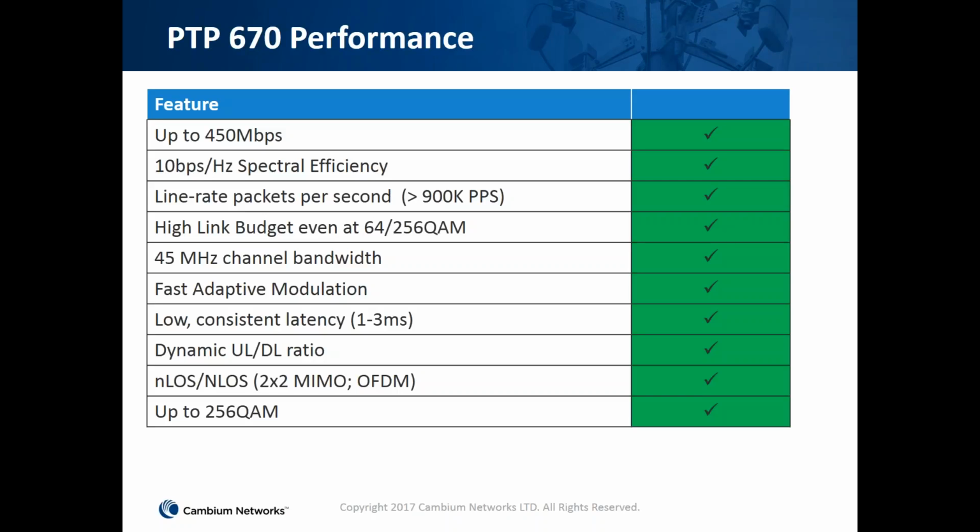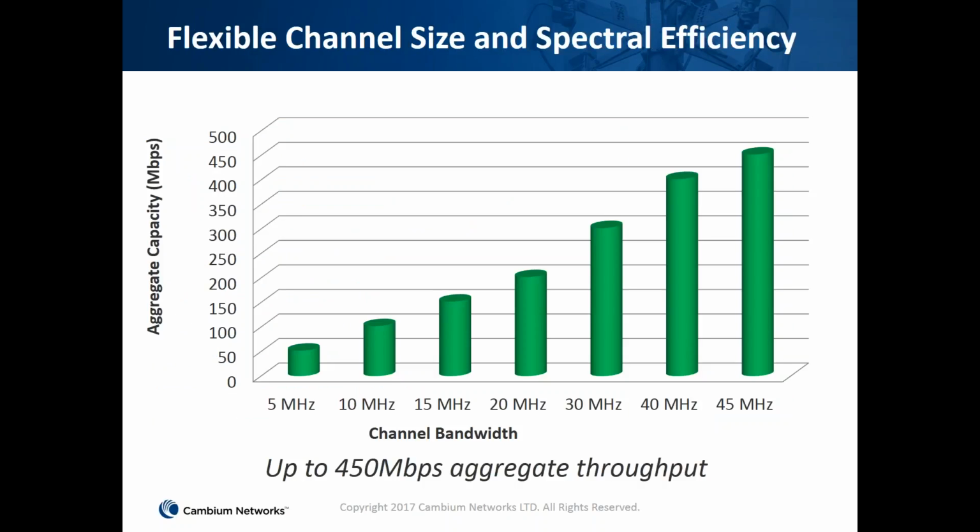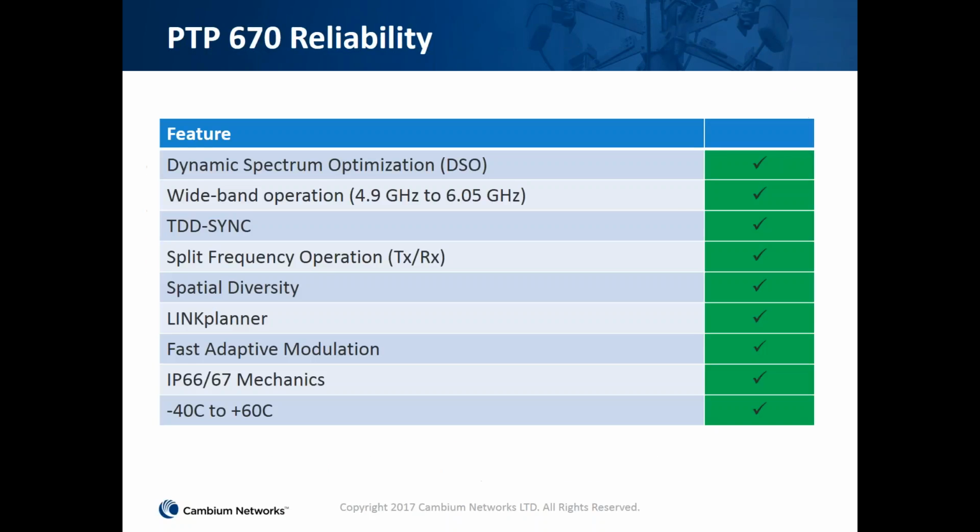It has a dynamic uplink and downlink ratio. It supports non-line of sight and near line of sight, and the modulation scheme goes up to 256 QAM. This is the channel flexibility size, and this is the aggregate throughput that you get.